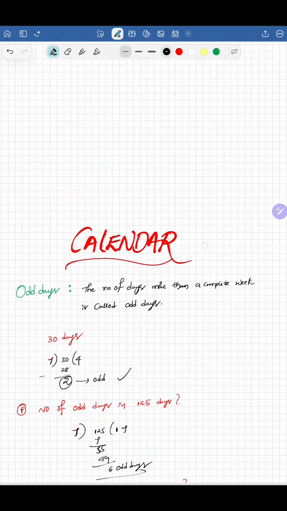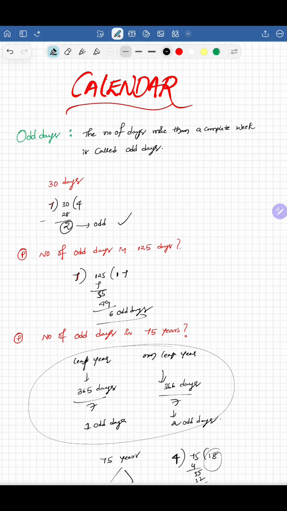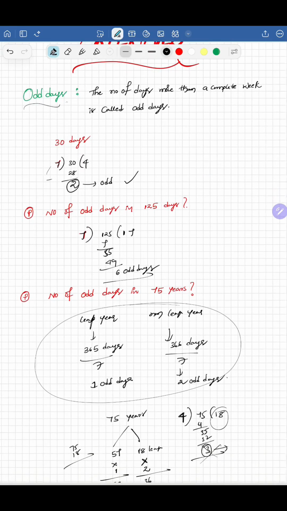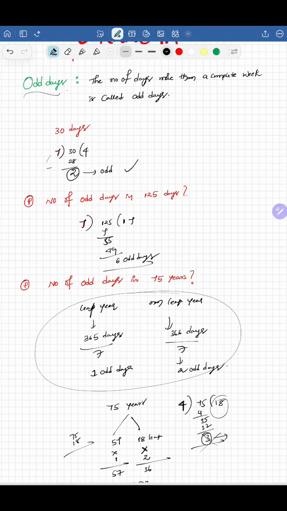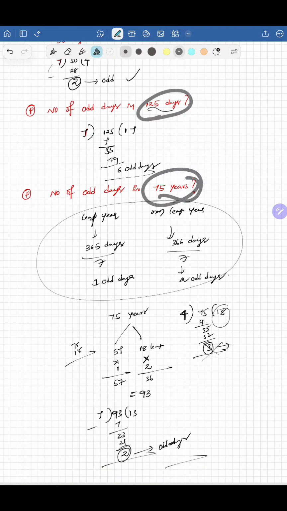How to find out the number of odd days? This is the calendar topic. Actually it is not the topic, it is the chapter, I can say. In this chapter, odd days is the topic. So how to find out odd days? Simple thing, you have to divide by 7. You will get the number of odd days. But if they are days, it's okay, easily you can solve it. But what about how can you solve if they are giving years?